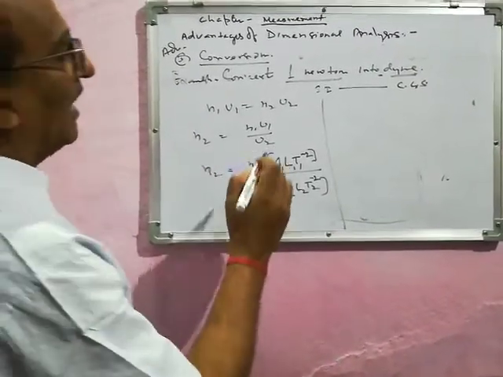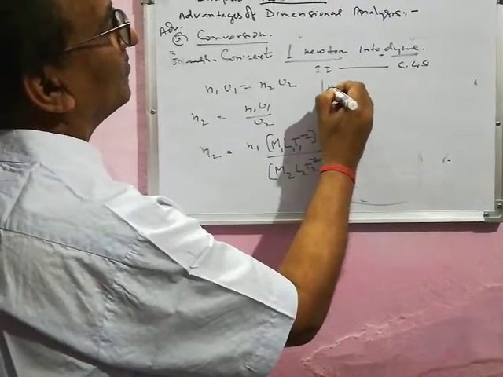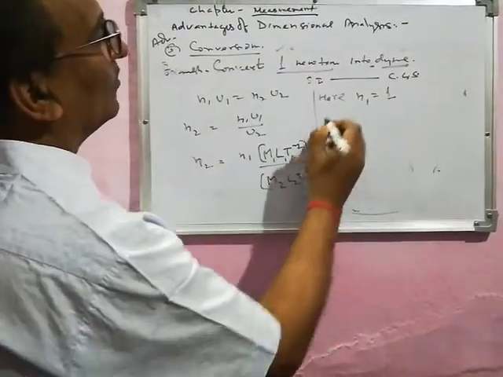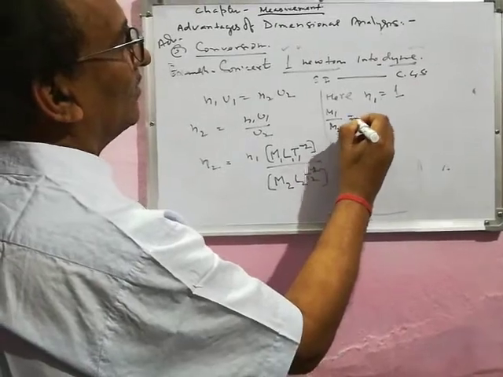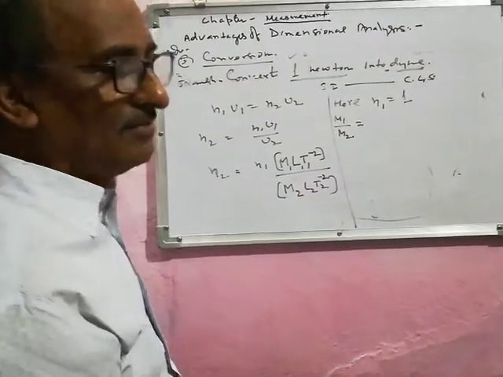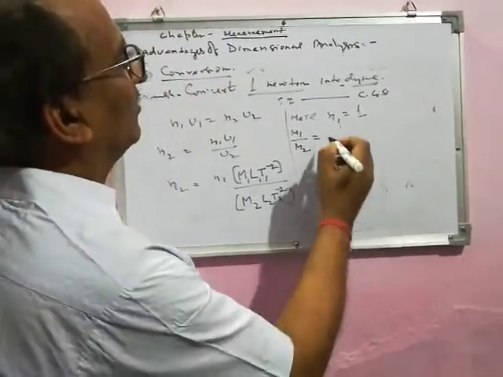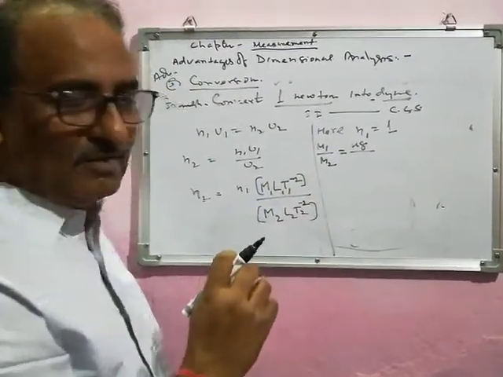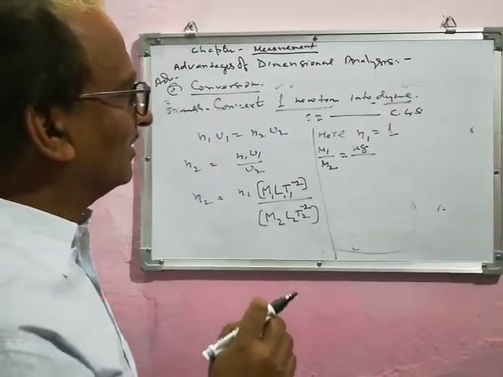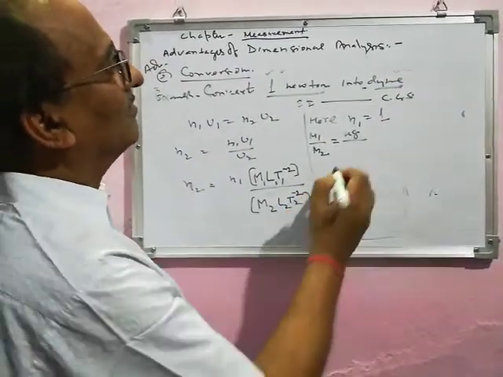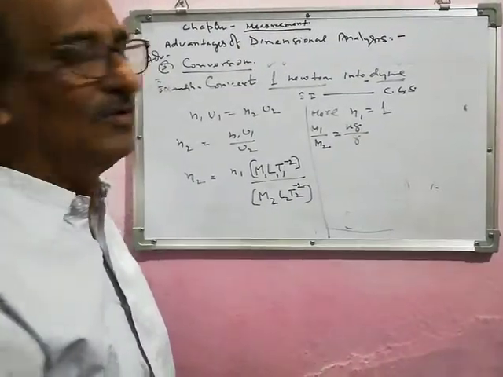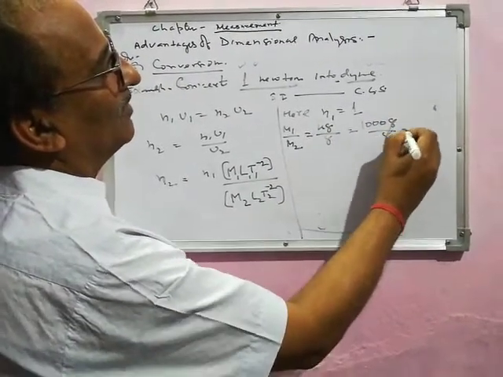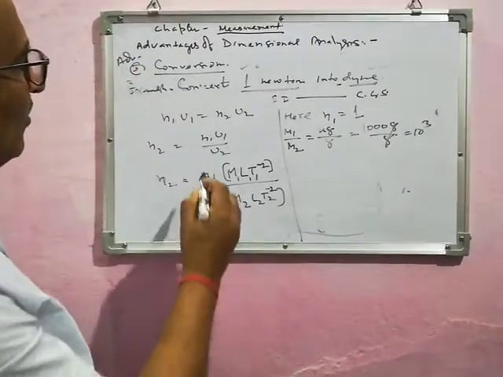Now solve this. n1 is the numerical value in the first system and it is given as 1. Now solve M1 by M2. M1 means the unit of mass in the first system, and the first system is the SI system, in which the unit of mass is kg. So M1 stands for kg. And what is M2? M2 is the unit of mass in the second system, our second system is the CGS system, and in the CGS system the unit of mass is gram, so 1 kg by 1 gram becomes equal to 1000 gram by gram, that is 10^3.